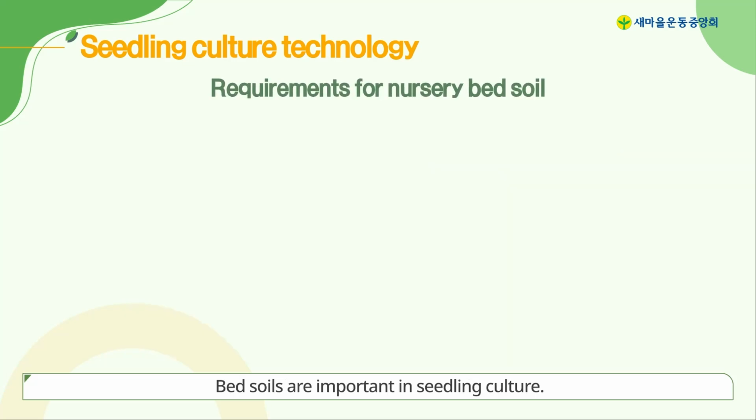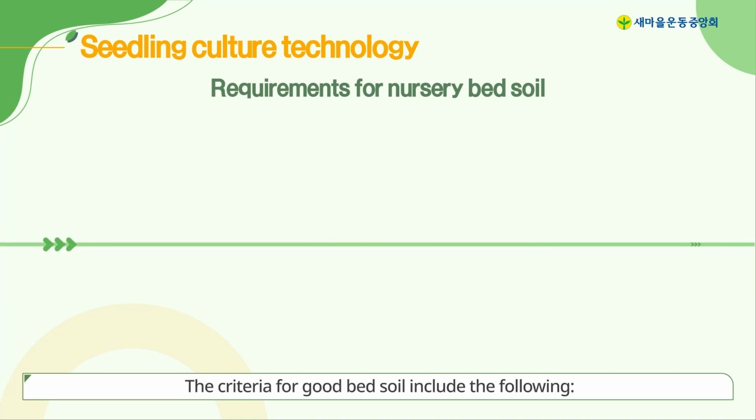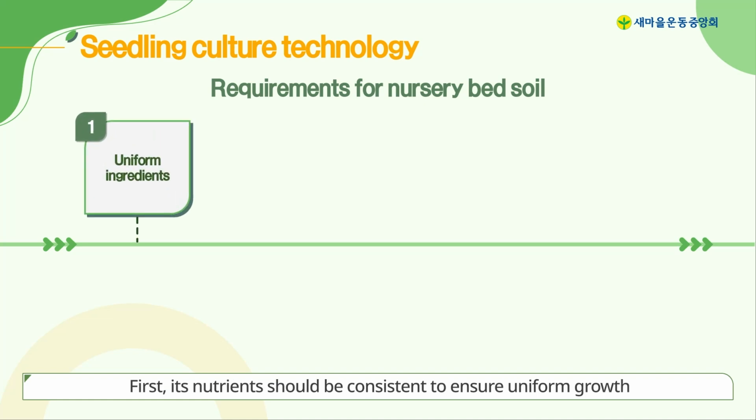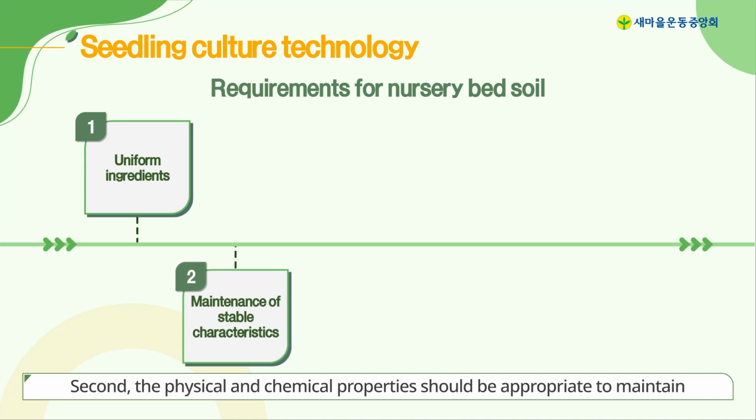Bed soils are important in seedling culture. The criteria for good bed soil include the following. First, its nutrients should be consistent to ensure uniform growth and development. Second, the physical and chemical properties should be appropriate to maintain the soil's properties sufficiently to raise seedlings without problems.